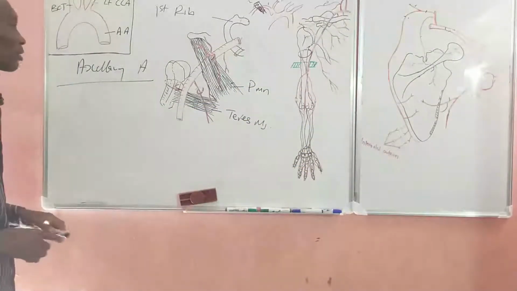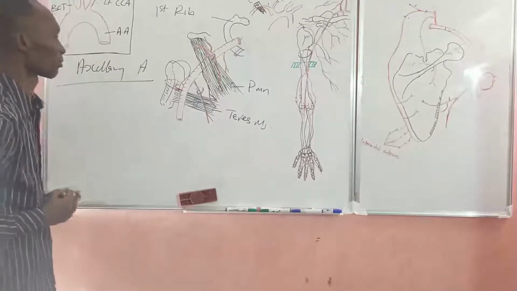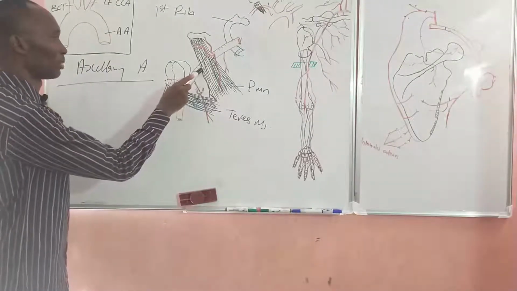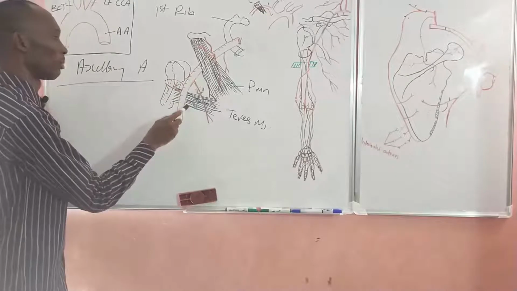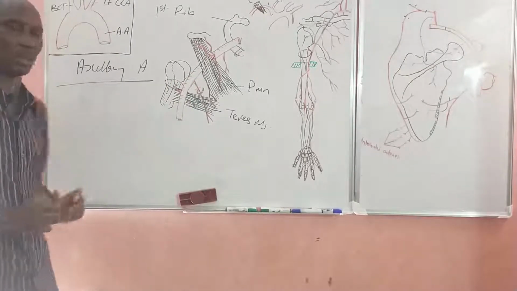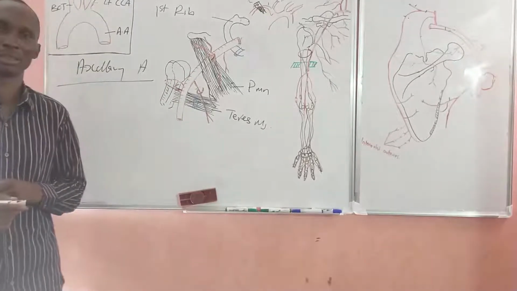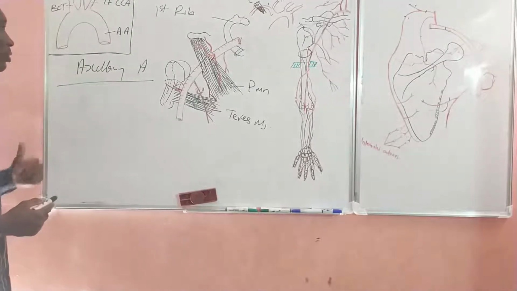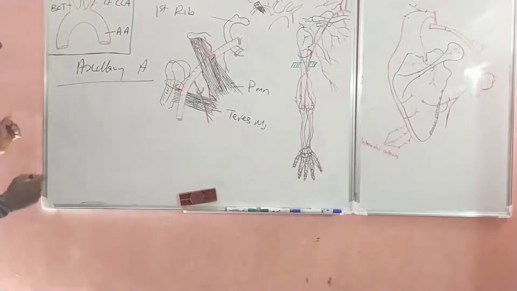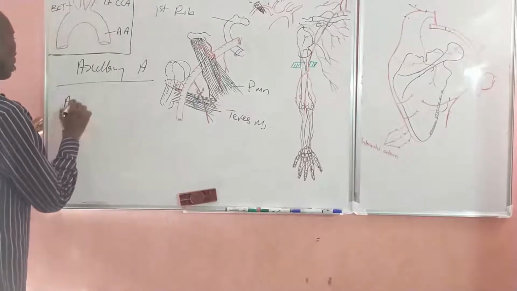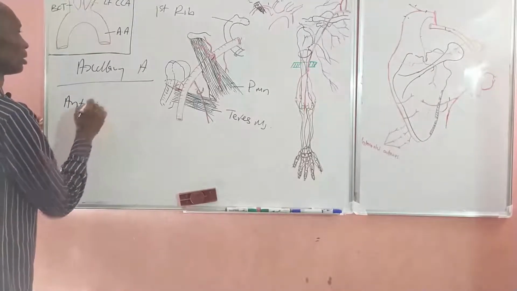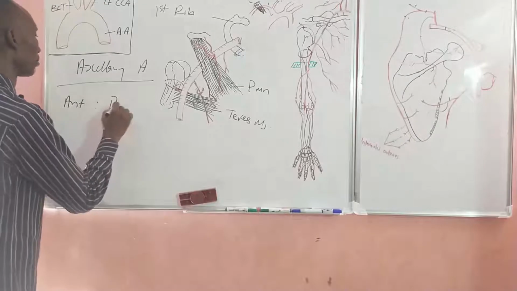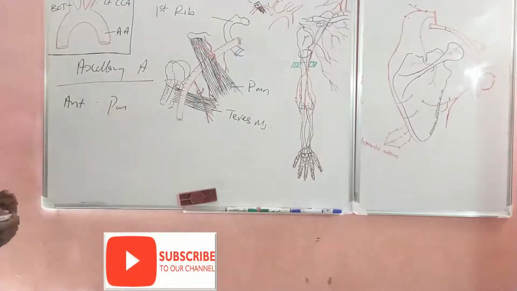The third part of the axillary artery runs from the lower border of pectoralis minor to the lower border of teres major. That's the extent. Now, this part of the artery has several relations. The anterior relation is formed by pectoralis major and also deep fascia.